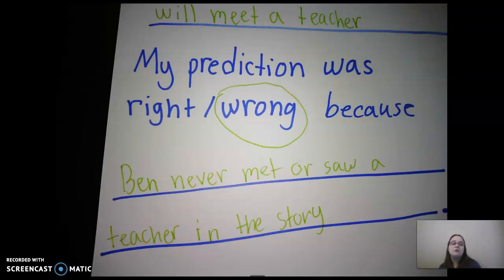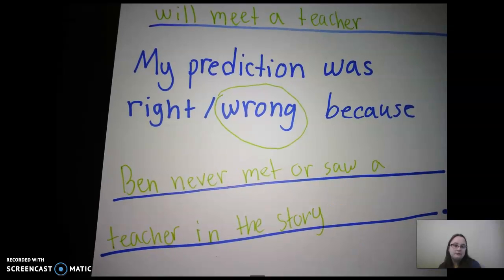So friends, when you go to Seesaw, I will have the story linked for you to go back and look at, and I will have a specific page for you to make a prediction about, and then you'll fill in the blanks in your sentence frame, okay? And you're going to write it on a piece of paper, okay? You're not going to write it on Seesaw. You're going to write it on a piece of paper so that you can practice writing as well.